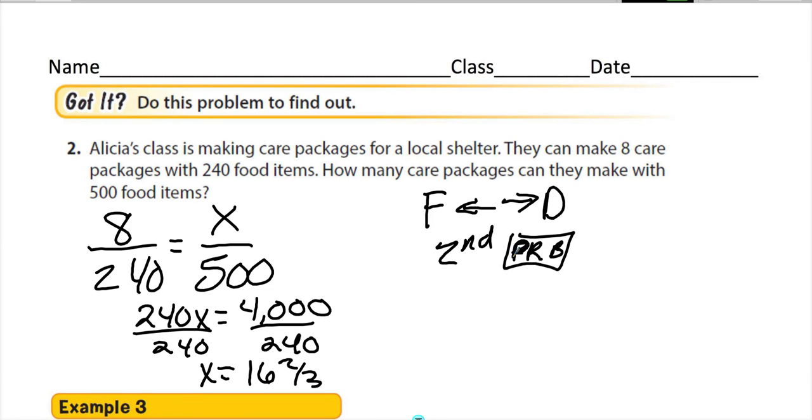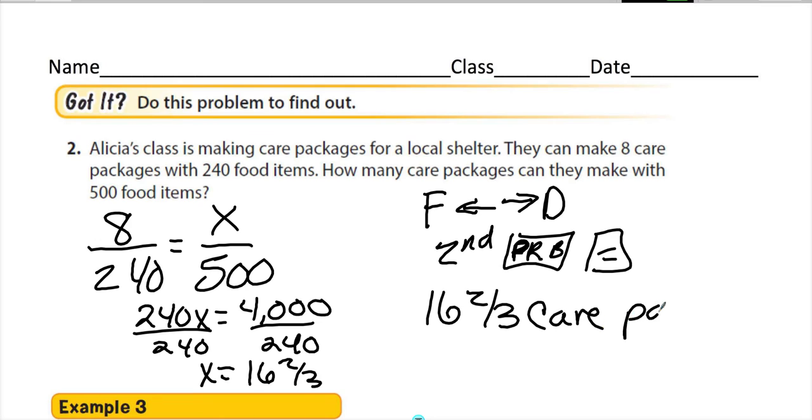Hit second PRB, and then hit equals. Okay, and then it should tell you that it's 16 units and 2/3. So in this case, it'd be 16 and 2/3 care packages. And there we go.